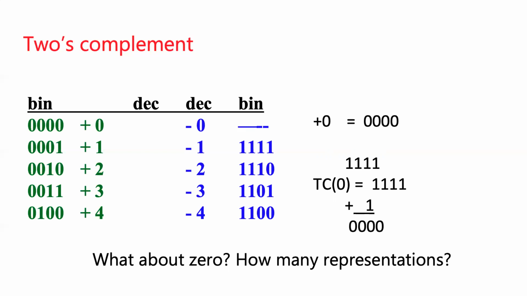Arguably, we have the advantage that there's no explicit representation for a -0. There's just one representation for 0. And if you had to call it positive or negative, you'd probably call it positive because it has a 0 in that high order bit, just like all the other positive numbers.